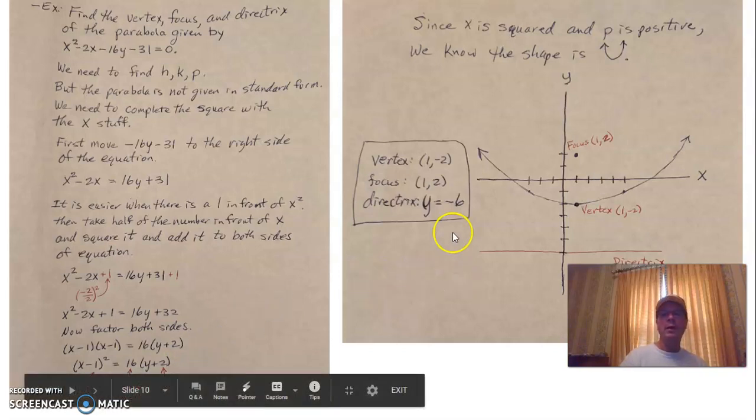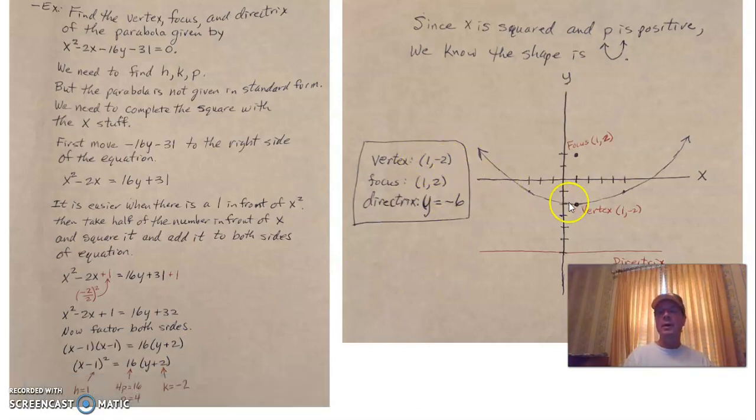And what I'm going to do is go over here. Since I now know what the vertex is, it's h, k, or 1, -2, I'm going to plot it. Here's the point 1, negative 2. I know that p is a positive 4. I also know that since it's the x that's being squared and p is positive, the shape will be an upward smiley face type of parabola. So from the vertex, I will go up 1, 2, 3, 4 because p is 4. So now my focus is at the point 1, 2. It's 4 above the vertex.